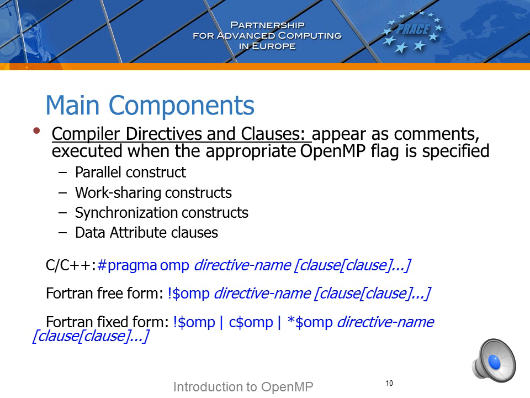OpenMP directives only affect the next single statement. To extend the effects to multiple statements, curly brackets are used in C++, and in Fortran, such directives come in pairs and require the END directive. Throughout the presentation, we illustrate C and Fortran free form source codes.